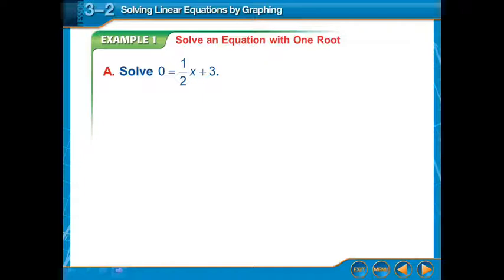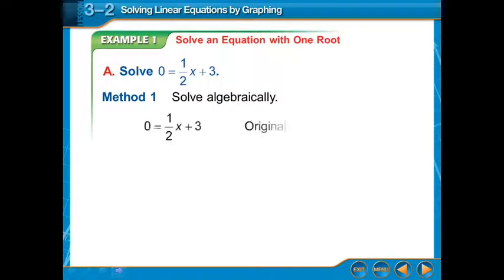So when we're solving this, we have 0 equals 1/2 x plus 3. So if we're going to solve something algebraically, we know that when we put 0 in for y, we're finding the x-intercept. And that's what's happening here. We actually put 0 in the place of that y, and we're solving it for the x-intercept. So let's solve it algebraically.